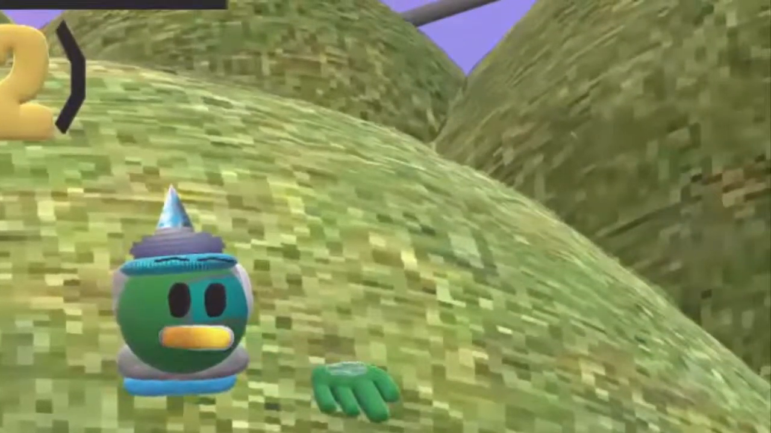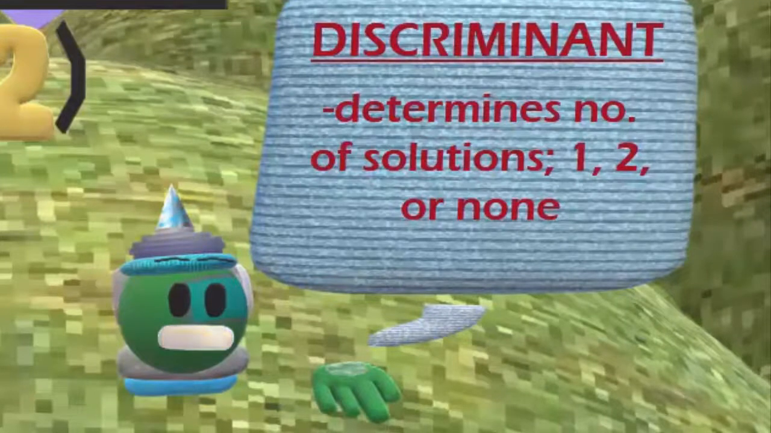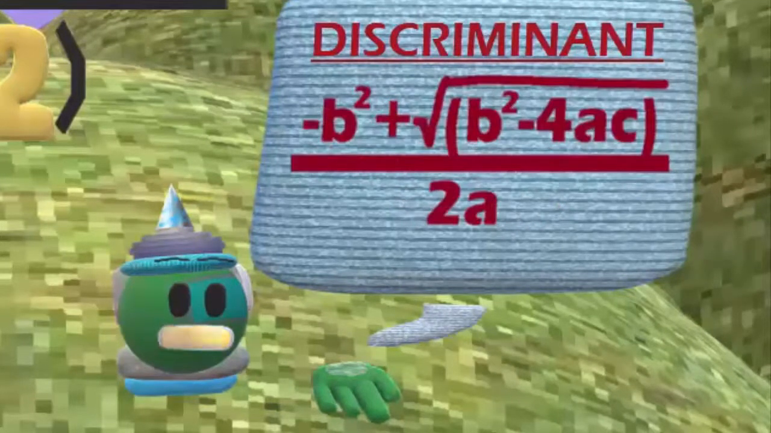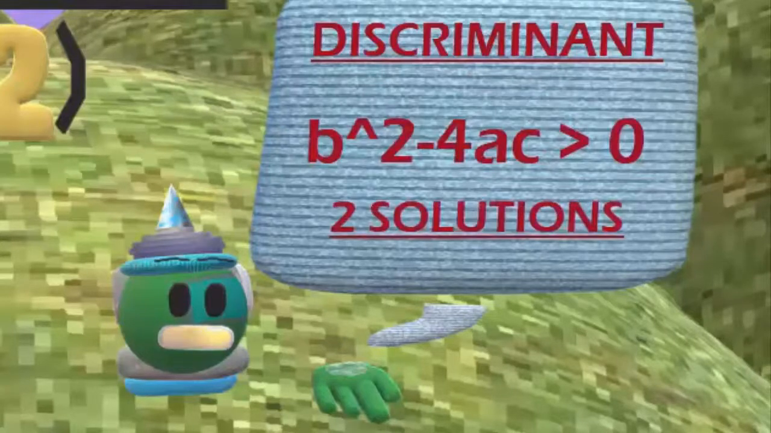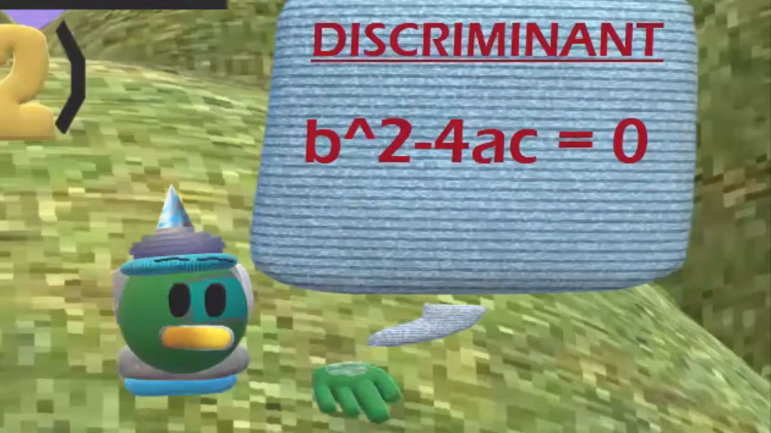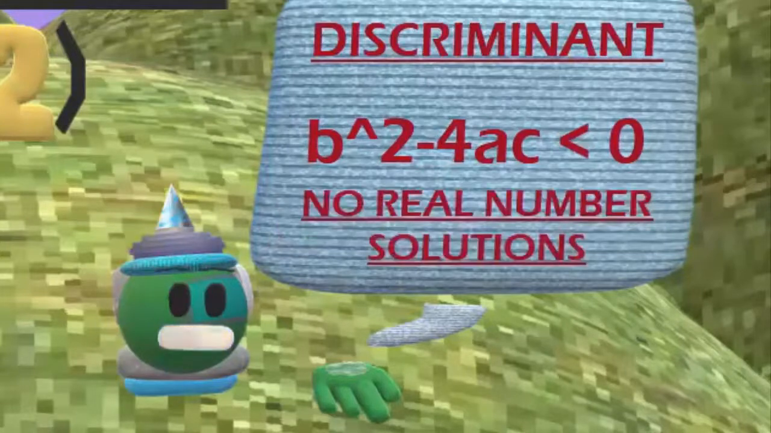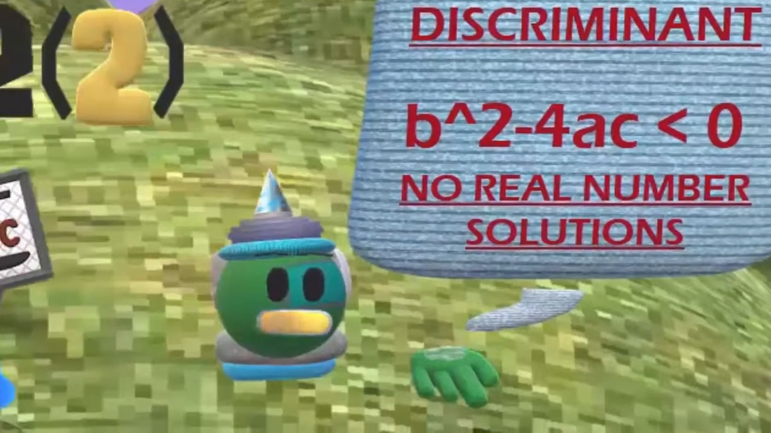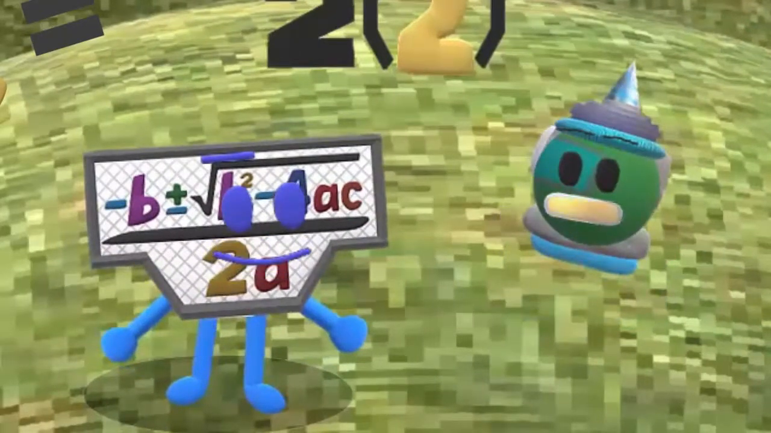Well, there's also this thing called discriminants, which determine if the equation has two solutions, one solution, or no real number solution at all. So the discriminant is the expression within the square root of the formula, which is b squared minus 4ac. If the result of that expression is positive, then the equation has two solutions. If it's 0, then it only has one solution, 0. And if it's negative, then the equation has no real number solutions. Oh, okay. I get it. Yes, you really learned so fast, QF.